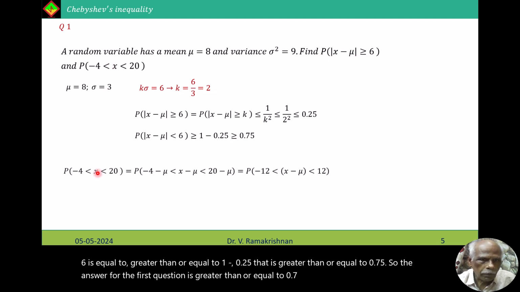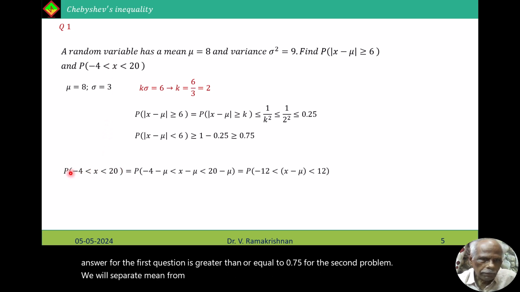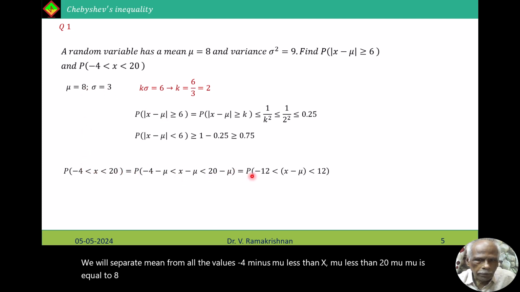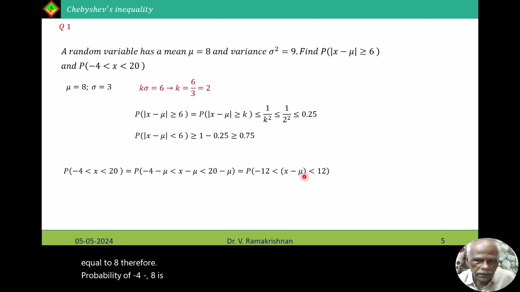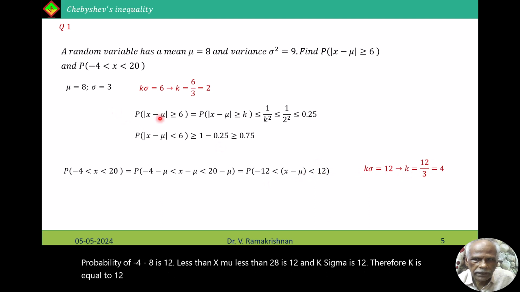For the second problem, we will subtract the mean from all the values. Minus 4 minus mu less than x minus mu less than 20 minus mu. Mu is equal to 8, therefore the probability of minus 4 minus 8, which is minus 12, less than x minus mu, less than 20 minus 8, which is 12. And k sigma is 12, therefore k is equal to 12 by sigma.